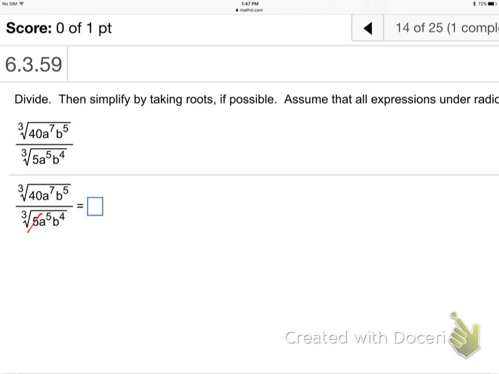So 5 goes into 40 8 times. And then you subtract powers. Yeah. So 8, and you subtract the powers, was that a squared? 7 minus 5, and b to the first, like that. Or just regular b.